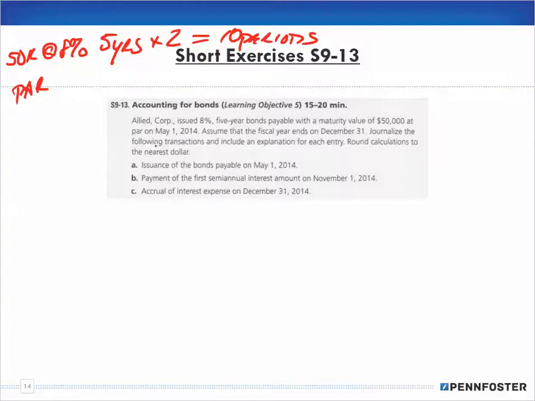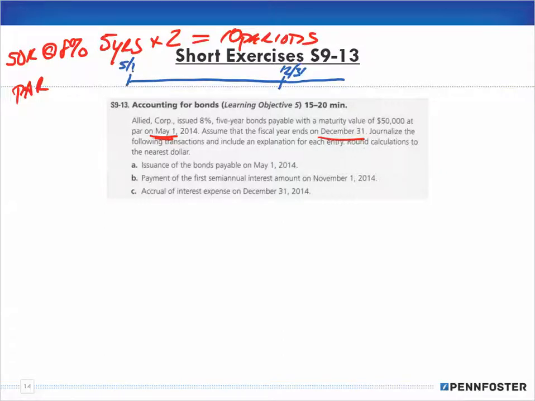They're showing this at par, but it was issued on May 1st, right? Assuming that the fiscal year ends on December 31st, journalize the transactions and include an explanation, rounding calculations to the nearest dollar. Okay, so what are we looking at here? It helps to draw a timeline to understand what we're looking at. So here it's May 1st, and let's call this 12/31, the fiscal year end.